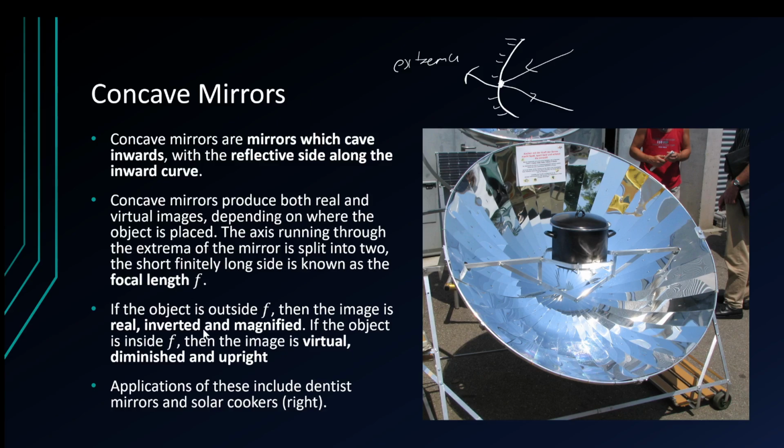Yeah, and as I said, solar cookers, which is this thing here, is an example of a practical application for a concave mirror, but also dentist mirrors can be used just to create that extra zoom when they're looking at your teeth.